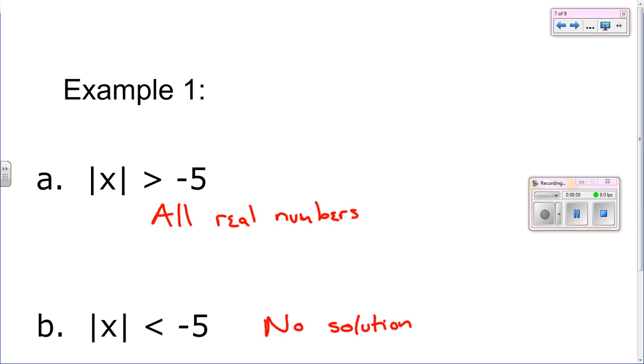And that's really the complicated part about today. Remembering that if it's greater than a negative number, it's all real numbers. And if it's less than a negative number, it's no solution. And then we're also going to have the type that kind of flip on you.